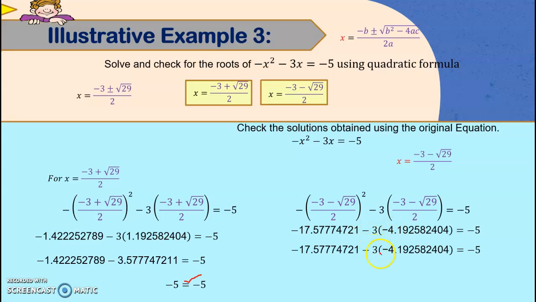Okay, so -3 times this one becomes -12. Then -17. If you notice, the decimal values are just the same. So -17 minus 12, that is equal to -5. Oh wait, actually this is plus. Sorry, this is plus. Okay, -5 equals -5. So let's proceed to the last example.